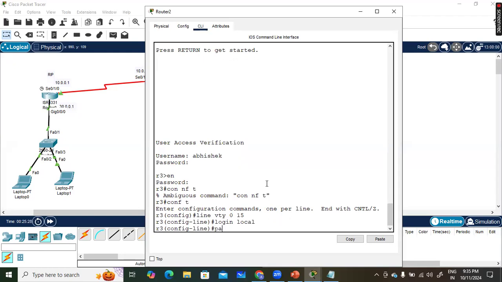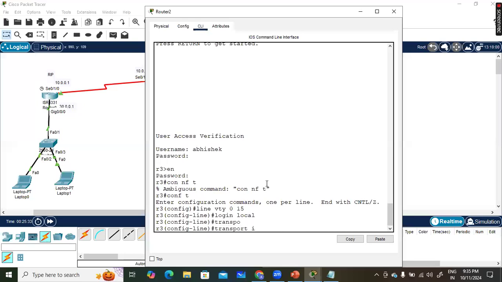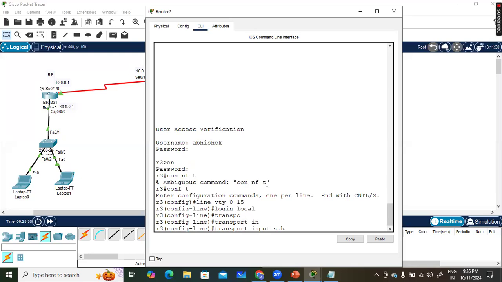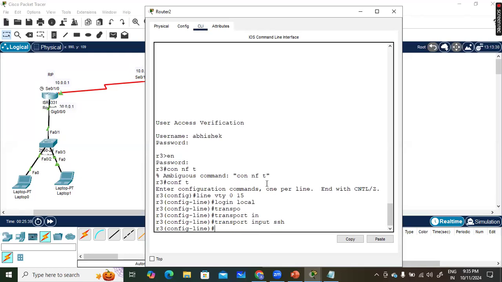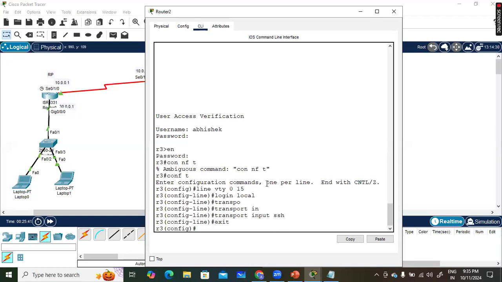Just write transport input SSH like this and enter. Exit now. Okay, now just make a domain name.